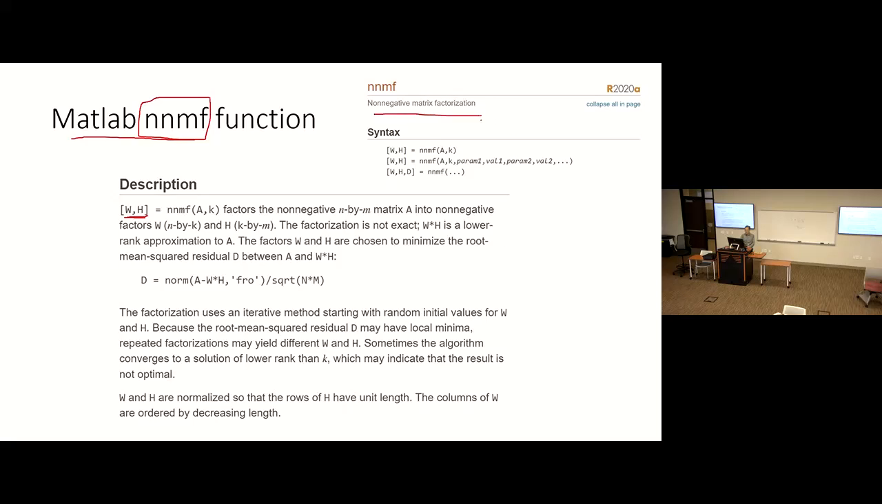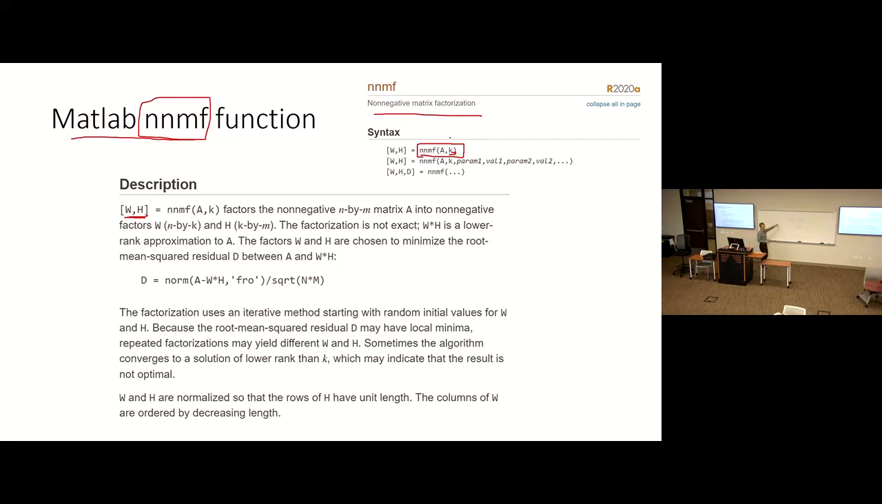So it will take two inputs. The A matrix is what you want to do the factorization on, and you need to give a number K.